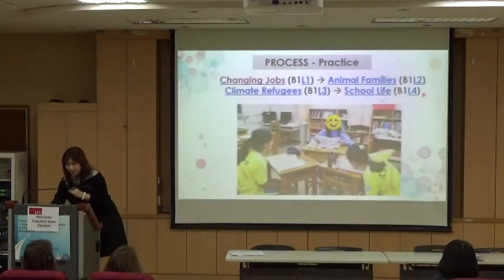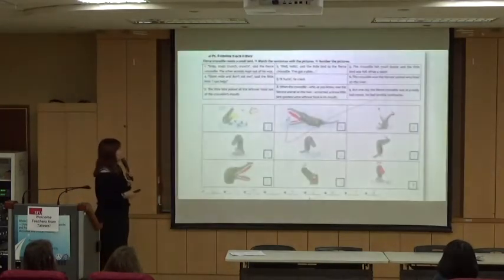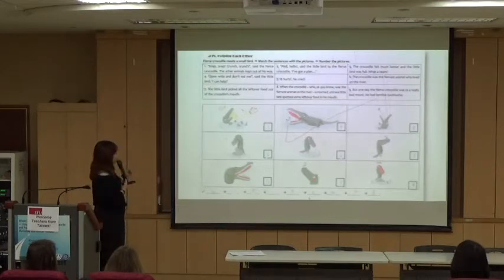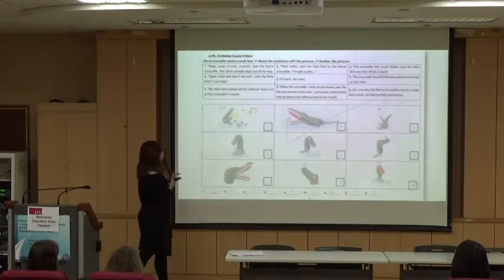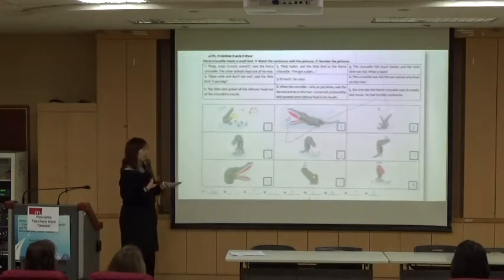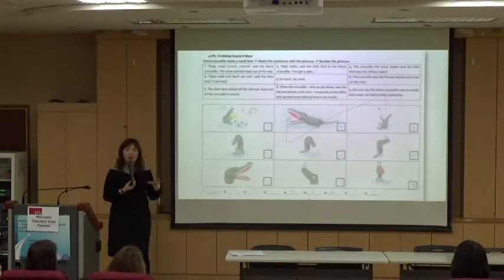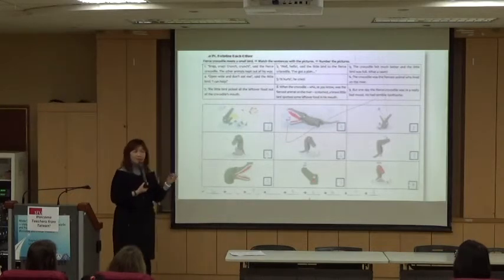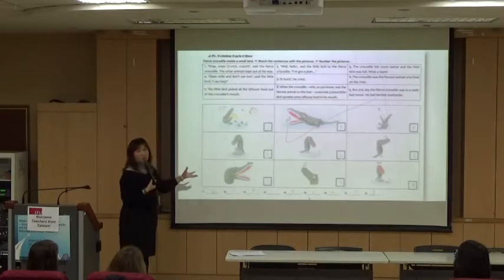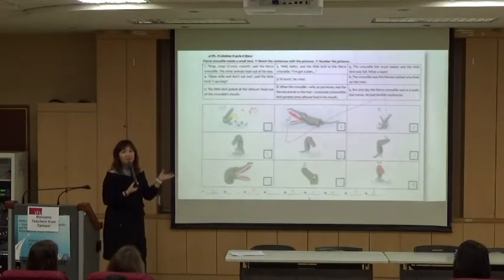And the second topic is about animals' families. All of the topics are based on the textbooks, so that's why we pick this kind of topic. The second part is about animal families, and I hope students understand that animals not only have food chains, they also help each other. So I chose this picture book. This picture book is my animal book.